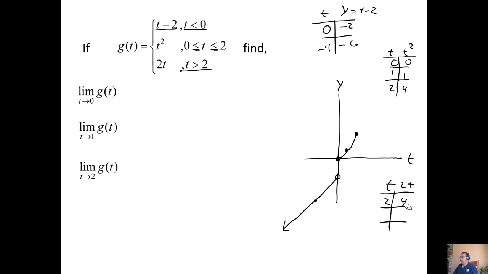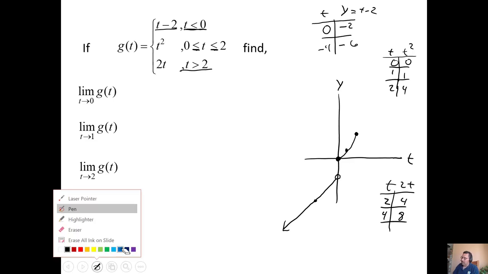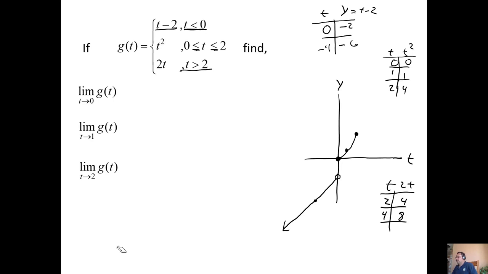Okay? And then to the right of 2, because it says t is bigger than 2, we'll use 4, and then we'll get 8. Okay. So let me graph that part in blue. So now at 2, 4, that coincides with this point, but that's not on my second formula. So I should put a hole there, but it's actually filled in by the second formula. And then from 4, I get 8, and the graph is a line. So there we go.